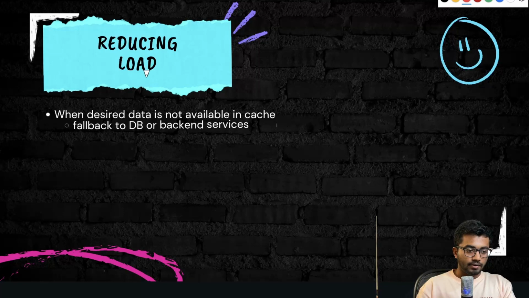Okay. Now we talk about the next problem in a cluster. So now we're talking about the cluster. Let's talk about reducing load. Reducing load is an important problem if cache misses are happening. When the desired data is not available in the cache, the fallback is the DB or the backend services. So in case there are a lot of cache misses, we should take care that there are no additional requests to the database, which is already overwhelmed.